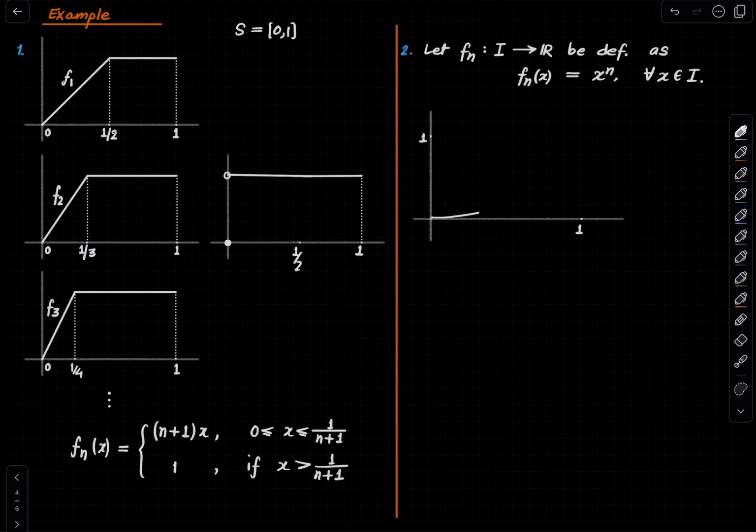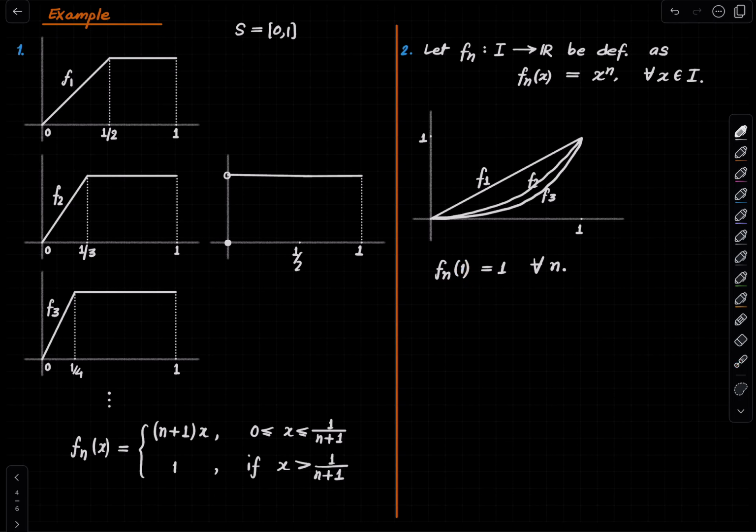It is, and maybe first I'll suggestively draw graphs of these functions. So roughly it looks like this. f1 would be just this linear function. Then f2 would be the squared function. f3 would be the cubed function, and so on. And note that fn of 1 is 1 for all n. So at least for x equals 1, this sequence is a convergent sequence.